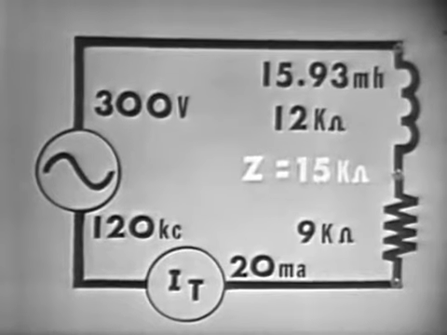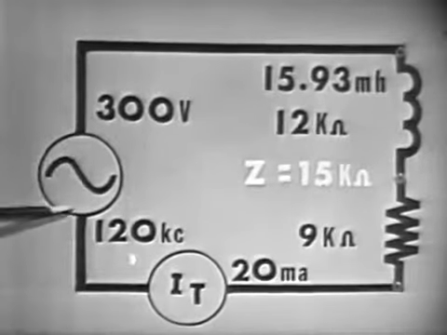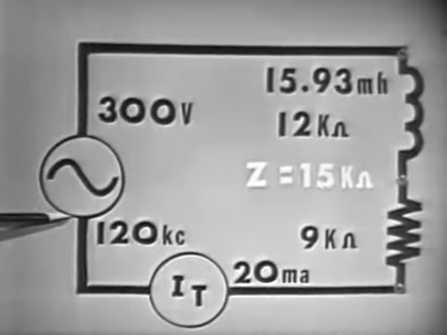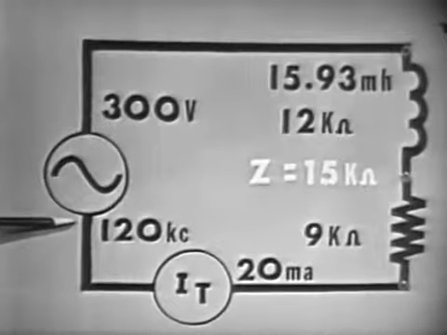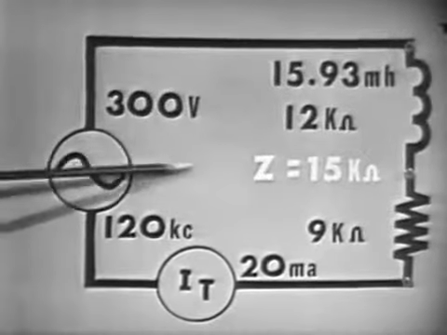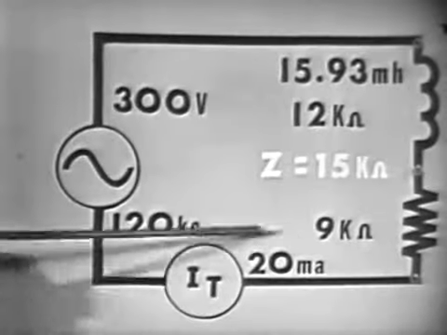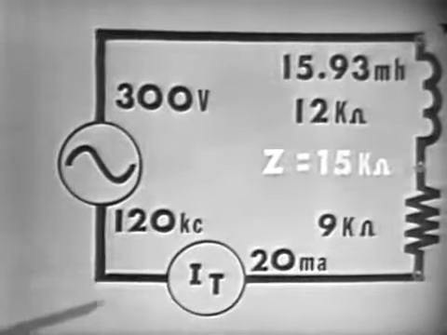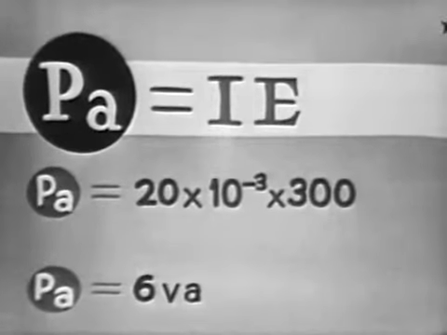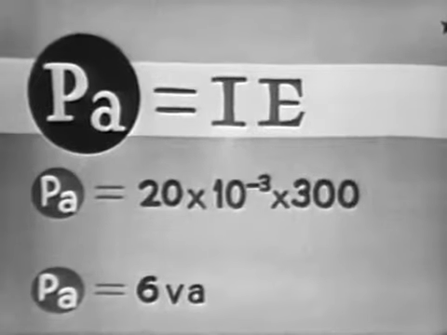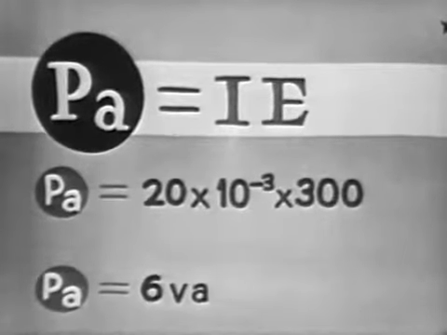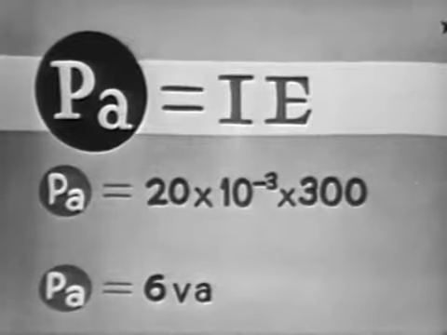Apparent power, on the other hand, is the total power actually being supplied to our circuit by the source and is not necessarily being completely dissipated. We find this, in our case, by taking the applied voltage, which is 300 volts, and multiplying it by the total current that is flowing, which is 20 milliamps. Now, if we substitute these values into our formula for apparent power, we find that the apparent power in our circuit, which is equal to current times voltage, is equal to 20 milliamps times 300 volts, or an apparent power of 6 volt amperes.